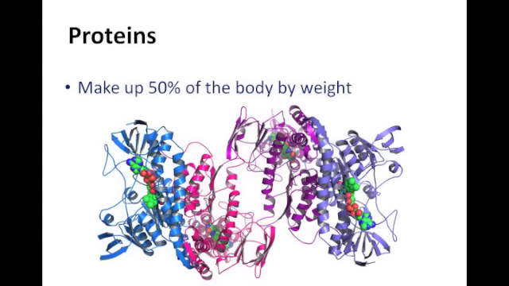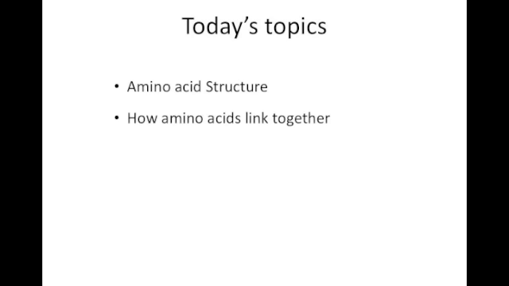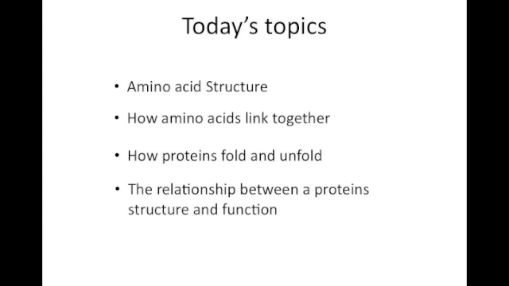It makes up about 50% of the body by weight, and you can see that there are a lot of different funky shapes, and they're going to have a lot of weird functions. Today's topics we're going to cover are the amino acid structure, how these amino acids link together to make that polymer or that protein, how these proteins fold and what causes them to unfold, the relationship between a protein structure and its function, and then finally we're actually going to do the functions of proteins.